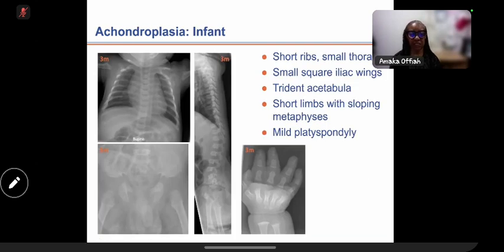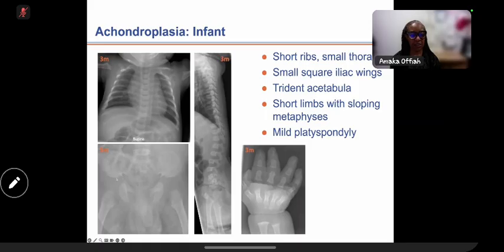And then there are other features of achondroplasia that we should be looking for. The short ribs with a small thorax. It can be quite subtle in terms of rib shortening. I tend to see how much of the scapula can I see outside of the ribs, and where do the anterior rib ends meet? Where do the anterior rib ends reach? Are they as far as the mid-clavicle on the AP chest? And if not, then I'd be thinking of short ribs.